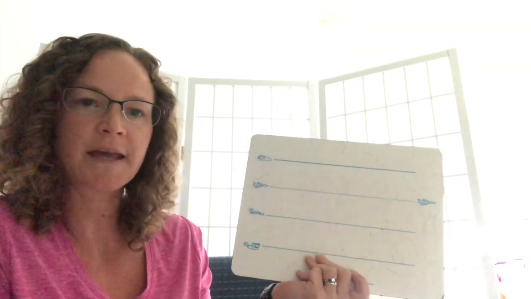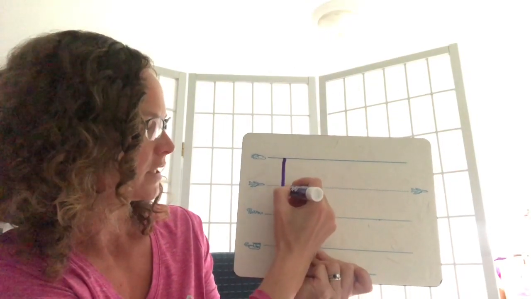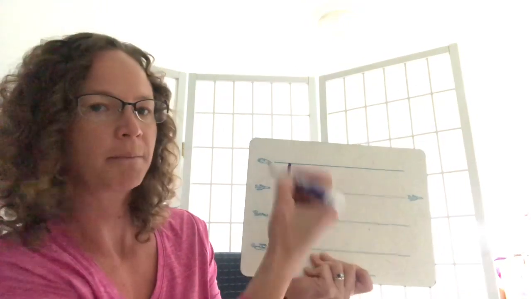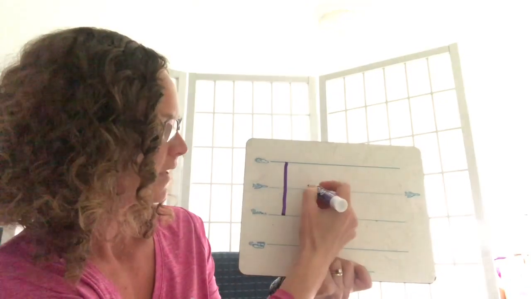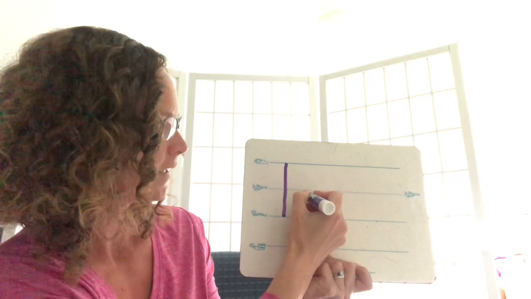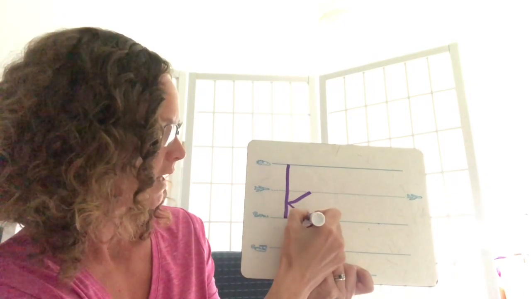Our first one is K. K is tall, so it starts at the sky, goes straight down to the grass, and then remember, we're going to pick up. We find the plane line, we leave a little space, we find that plane line, and we're going to slide on a diagonal, touch the line, and then slide back to the grass.